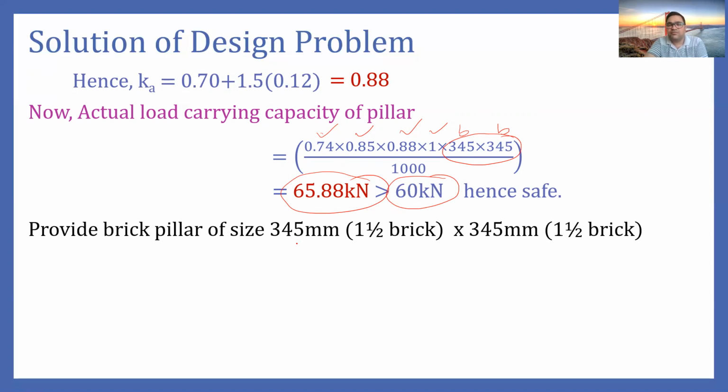In a similar manner, we can design the wall also, but in the case of a wall, one of the dimensions will be known, which is unit length. We are only required to find out the thickness of the wall in that case. So that completes our design problem.